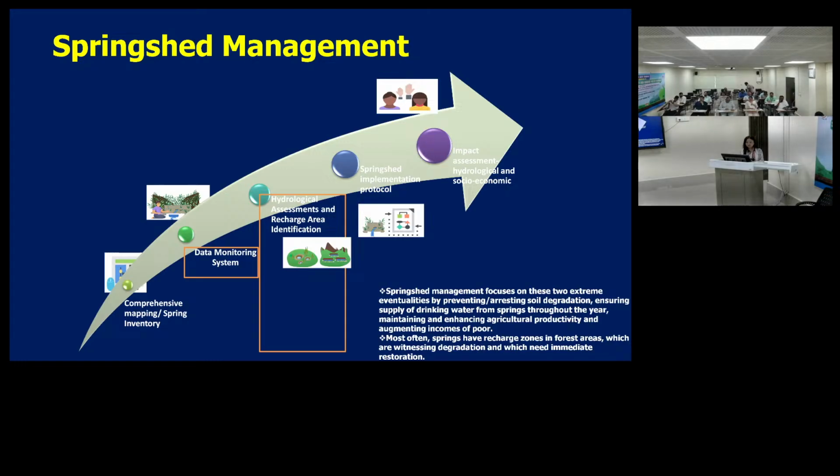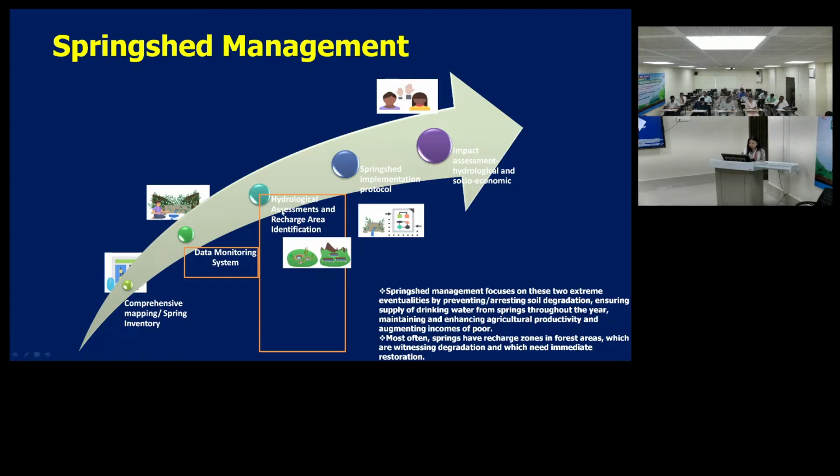Now, Springshed management, which we have already discussed a bit. It starts with comprehensive mapping and spring inventory. In the first step, we have to inventory the springs, do intensive mapping and keep a spring atlas. Next is the data monitoring system. Suppose we have identified and mapped several springs. Our next step is to monitor the data, water quality monitoring and discharge monitoring, to understand the hydrogeological parameters of that spring.